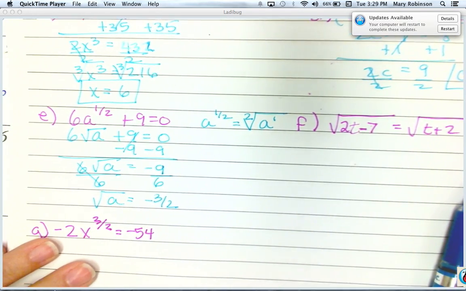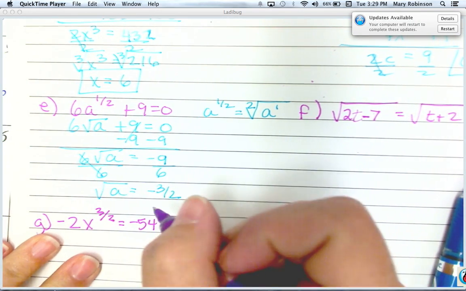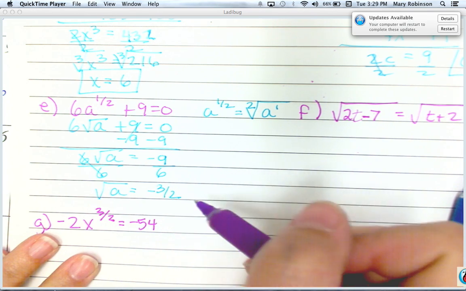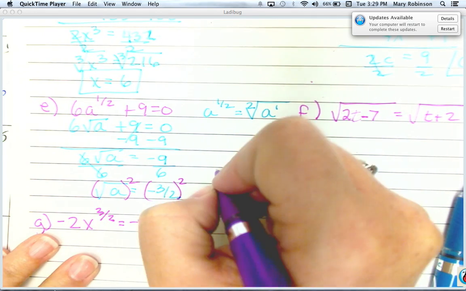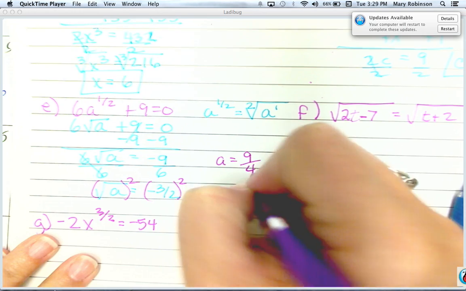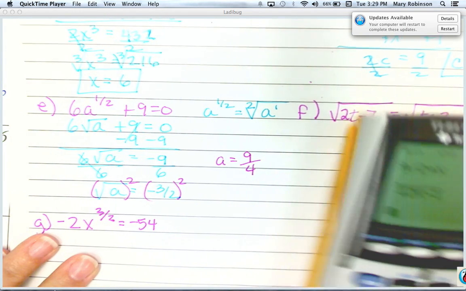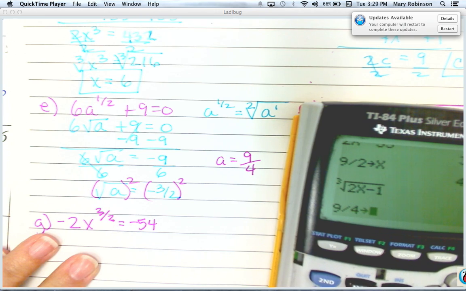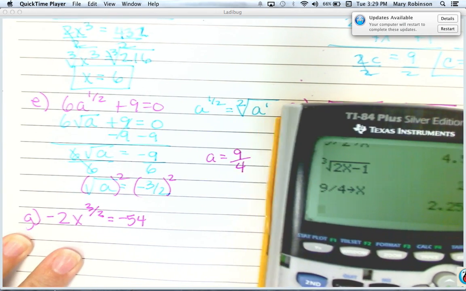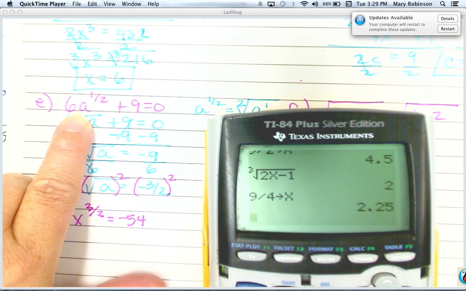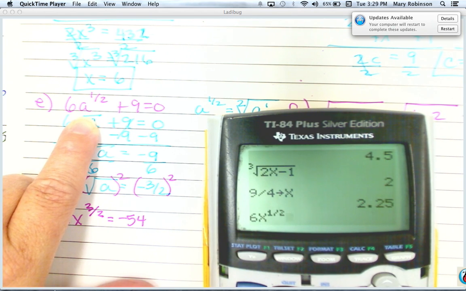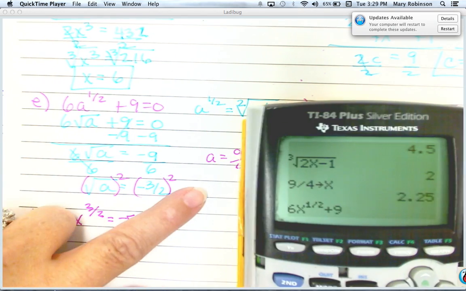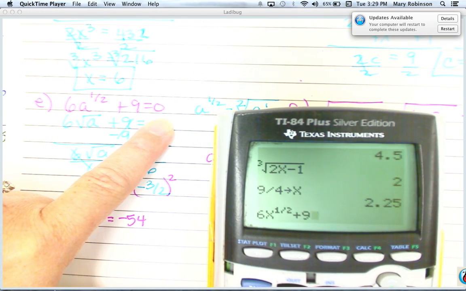Hopefully you get to this point and go, oh yeah, we can't get negative 3 halves because the square root of a number can never equal a negative. But however, if you were to continue and square both sides, you would have ended up with 9 over 4. Now, if we were to store this value, 9 over 4, store it as x, and then substitute it back in here, either in the first form or the second, either is fine. I'll type in 6x to the 1/2 power plus 9. If our answer of 9/4 is correct, it will come out to equal 0.